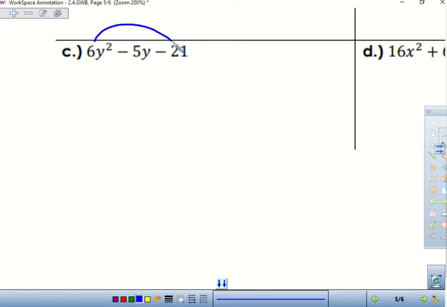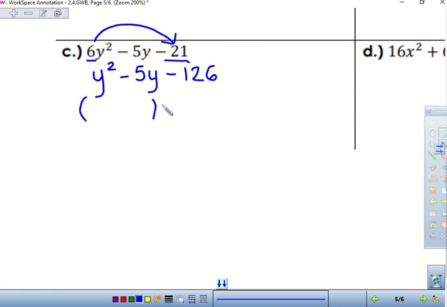You're going to draw an arrow from your A term to your C term. And you're going to rewrite this equation. And instead of writing negative 21, you're going to multiply 6 times negative 21 and put it in that place. So that's going to be negative 126. So I multiplied 6 times negative 21 to get that. Okay?